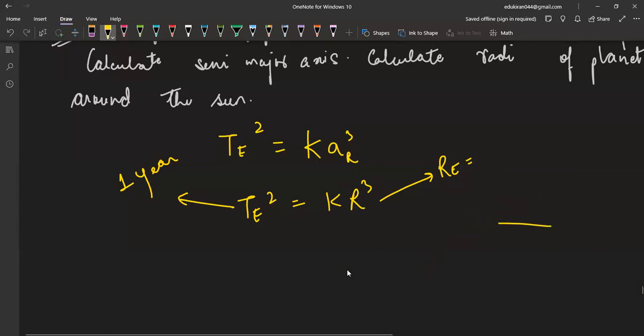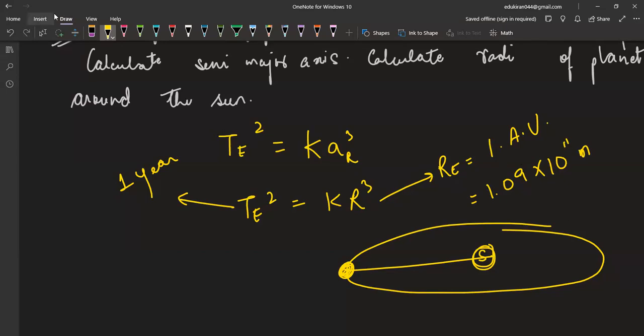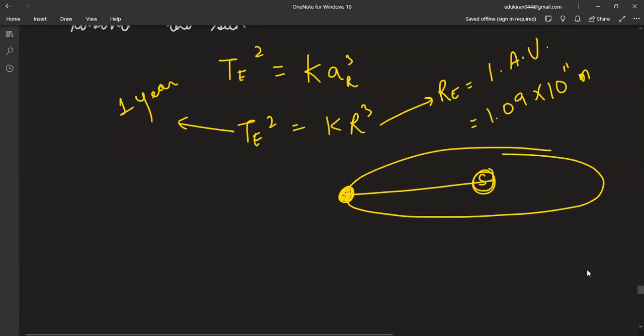When we were talking about the ellipse, here was the planet and here is our Earth, so this is what we have to take. Here this is 1 astronomical unit. Do you know how much this is? 1.09 into 10 to the power 11. Please remember this because it is given in your first lesson, Physical World, in NCERT. 1.09 into 10 to the power 11 meters.